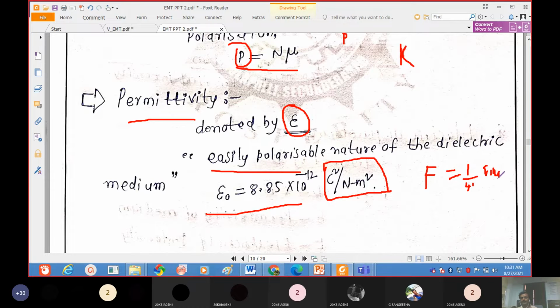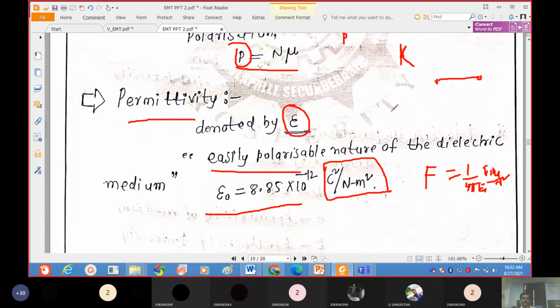Based on this formula, we can write the permittivity units. F is equal to 1 by 4 pi epsilon naught into Q1 Q2 by R square. That is the force acting between two charge carriers Q1 and Q2 separated by a certain distance. The constant here is 1 by 4 pi epsilon naught, where epsilon naught is the permittivity. If you bring epsilon naught to one side and F to the other, you get coulomb square per Newton meter square. So this is the unit for permittivity.